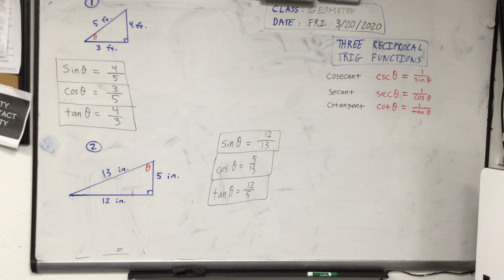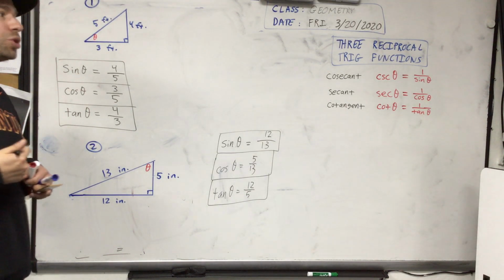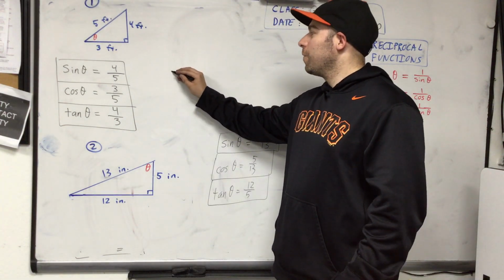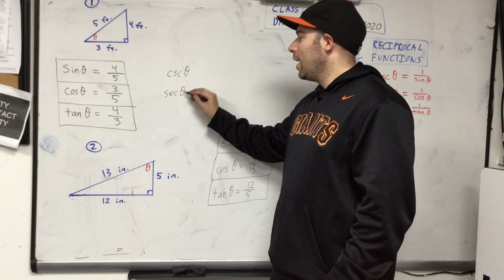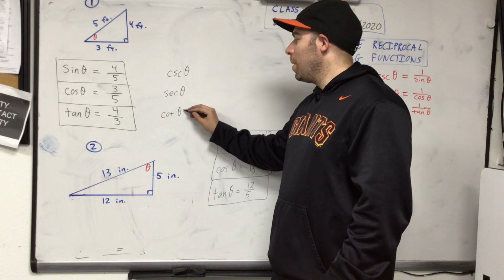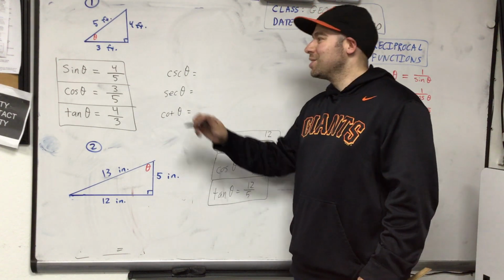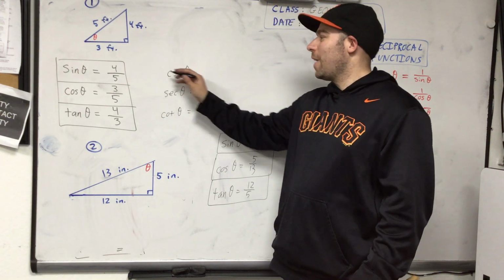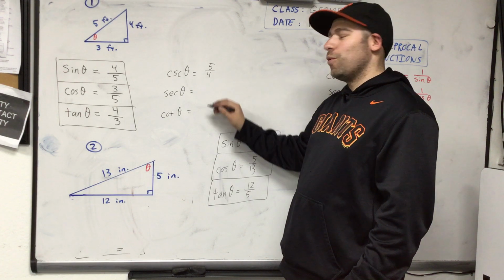Okay, so going back to problem number 1, now that I know sine, cosine, and tangent, can I figure out their reciprocal trig functions for angle theta? Well, over here, we want to figure out cosecant of theta, secant of theta, and cotangent of theta. Remember, cosecant is the reciprocal of sine. So what's the reciprocal of 4/5? The reciprocal of 4/5 is 5/4. Therefore, the cosecant of angle theta is 5/4.